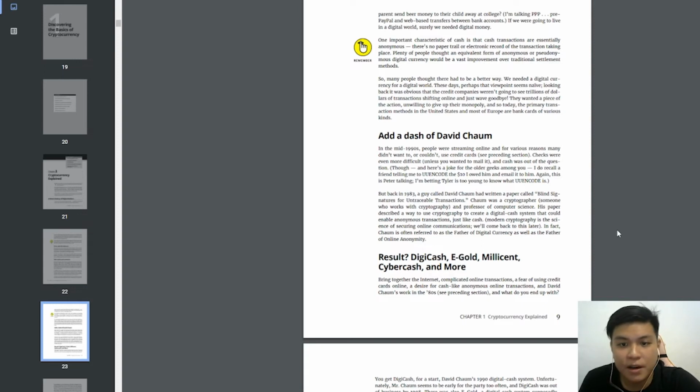Looking back, it was obvious that the credit companies weren't going to see trillions of dollars of transactions shifting online and just wave goodbye. They wanted a piece of the action, unwilling to give up their monopoly. And so today, the primary transaction method in the United States and most of Europe is bank cards of various kinds.